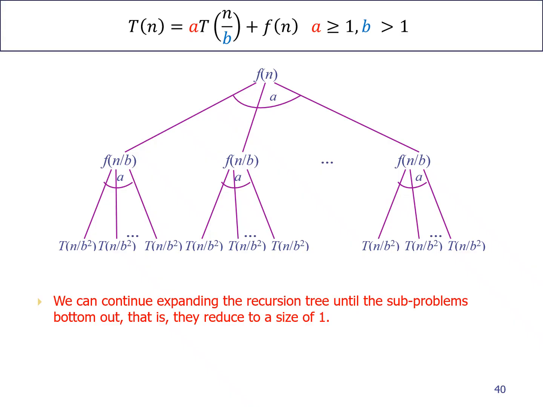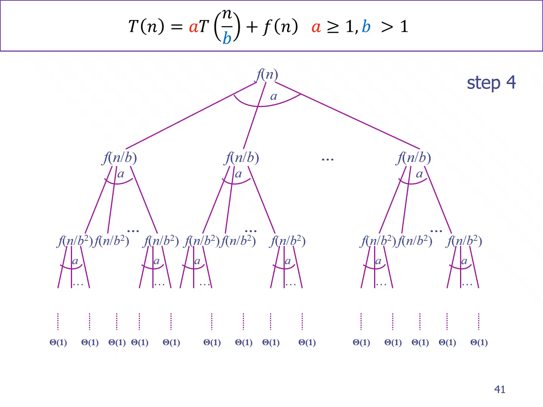I will continue doing that until I bottom this tree, which means I reach the base case and I have a data size of 1. I have one data element. That's what you see here. This is how we describe it: you bottom the recursion at the base case. In the base case, you're doing something trivial. It's all O of 1.